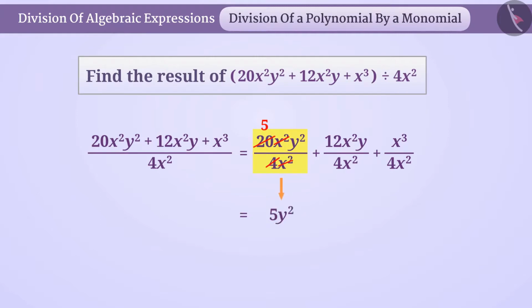Now, can you tell me what is the result of division from the second and third terms? Think. You are right. In the division of the second term, 12 divided by 4 gives the result 3, and we can cancel x square from the numerator and denominator. Hence, the result of division of the second term will be 3y. Similarly, the result of the third term will be 1 by 4x. In this way, we will get the result 5y square plus 3y plus 1 by 4x.